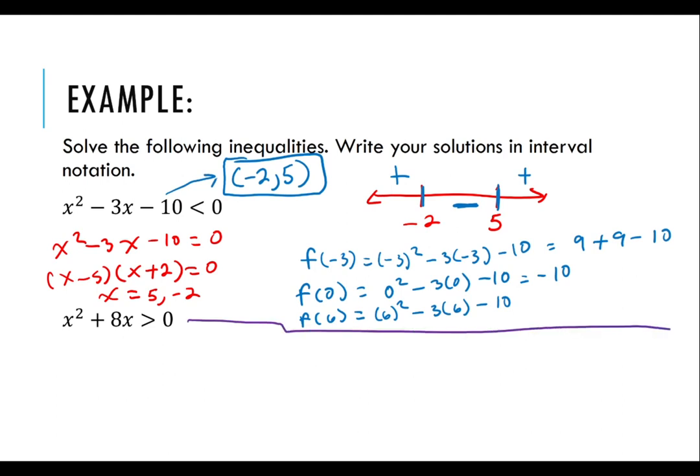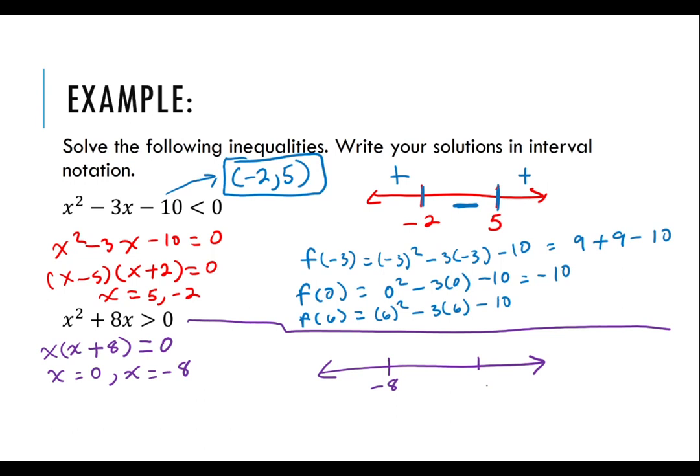Next one follows the same pattern. First, let's find the zeros. So I'm going to factor this. That is x times x plus 8. Finding the zeros here, that is x is equal to 0 and x is equal to negative 8. And so then we take our number line and we cut it up. So there's a critical point on negative 8 and on 0.